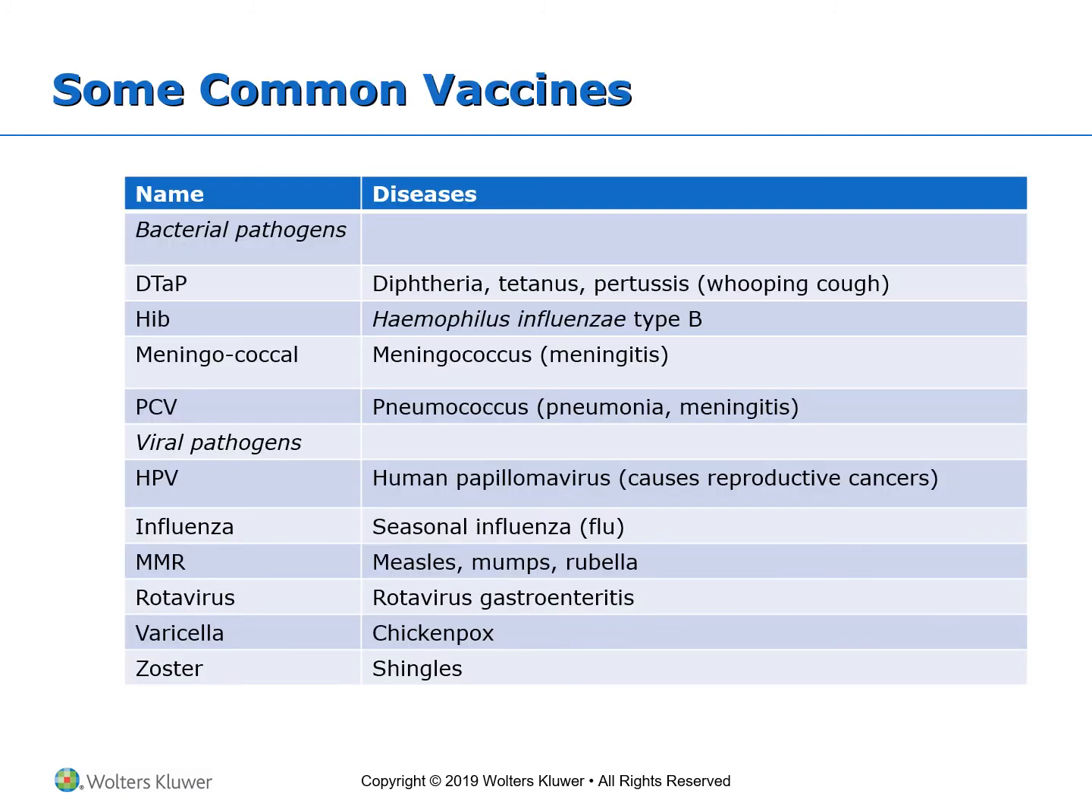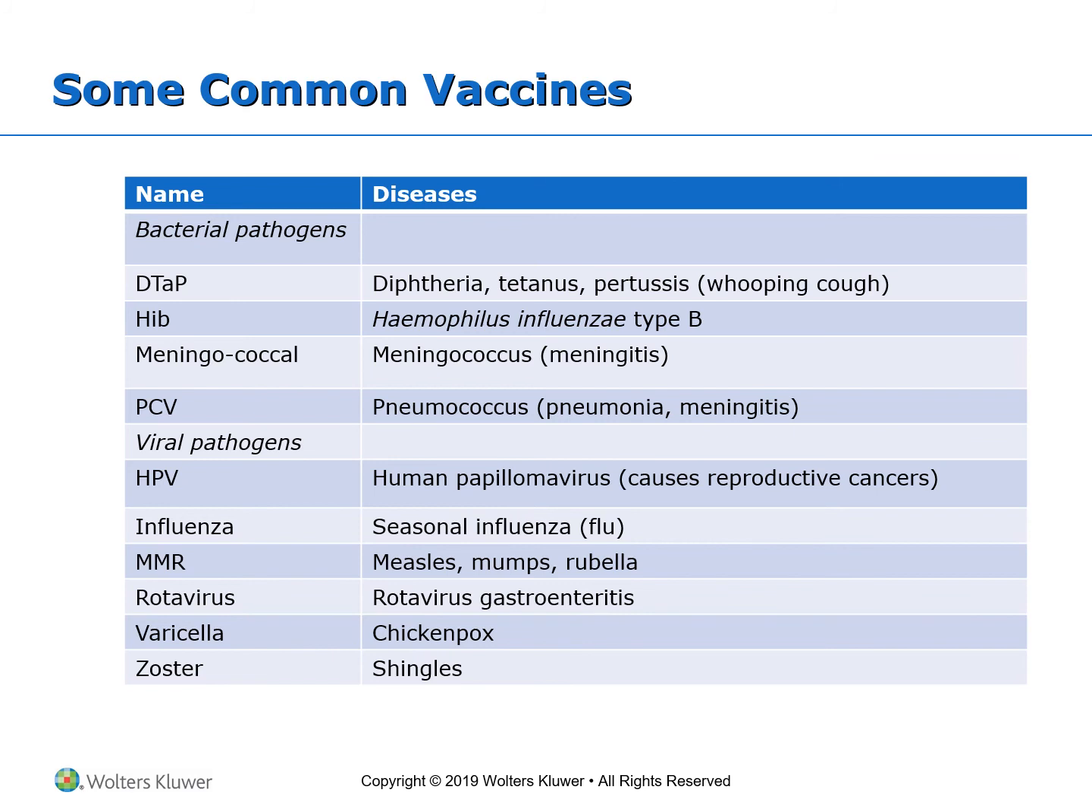This slide presents some of the most common types of vaccines that we are using. DTaP covers diphtheria, tetanus, and pertussis, which is whooping cough. The Hib covers Haemophilus influenzae type B. The meningococcal vaccine covers meningococcus, which causes meningococcal meningitis. PCV is a vaccination against pneumococcus, pneumonia or meningitis.